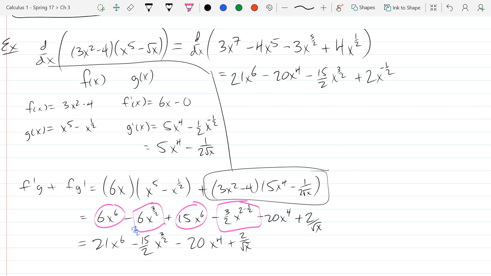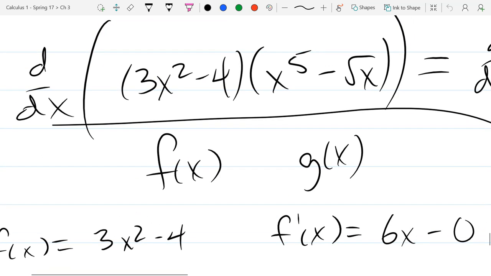Sometimes, in this example, I found it faster to multiply first and then take the derivative. But a lot of times, it's going to be faster to do the product rule instead of actually doing the product and then taking the derivative. So it all depends on what you start with as to what's the fastest way to get the derivative. There's not always a single fastest way. I can't say the product rule is always better than distributing, because it's not true.